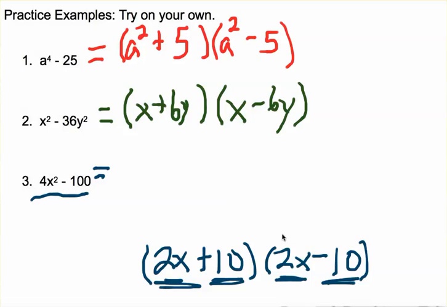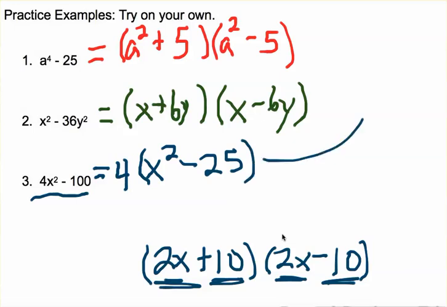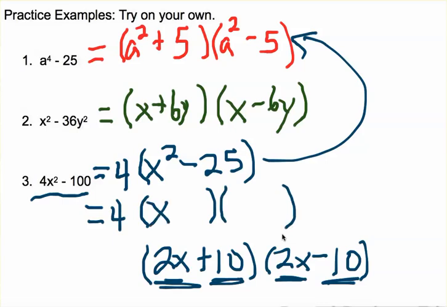You should notice that 4x squared and 100, while the 100 doesn't have any x's, they actually share a common factor of 4. So you're going to factor that out first. And what you're left with is x squared minus 25. And then it looks just like the example above, right? So what you do is you keep that 4 outside and then factor the x squared minus 25, which is x plus 5 times x minus 5. Okay? So those are the three examples I want you to make sure that you can do.